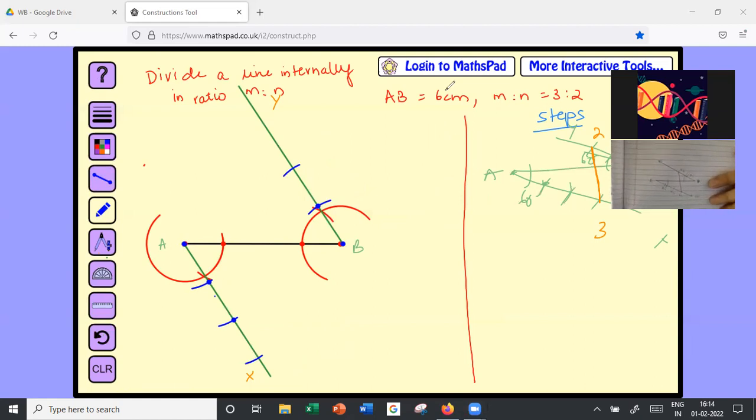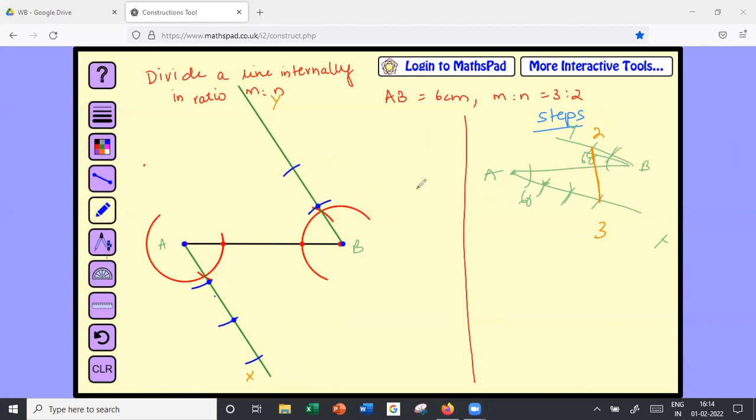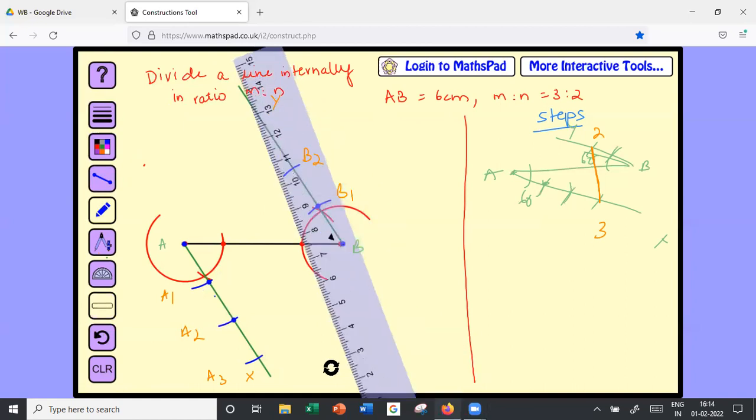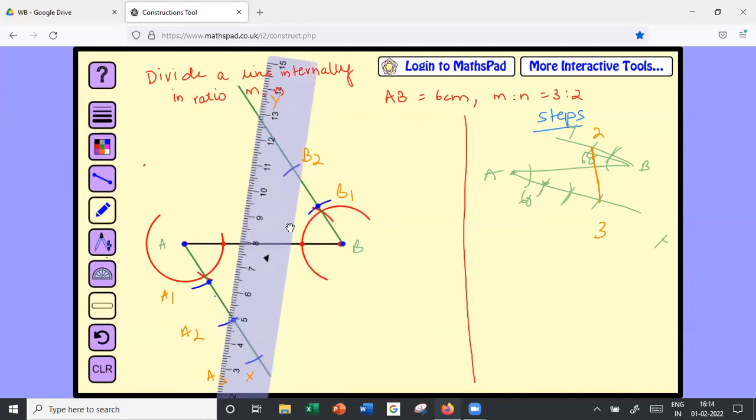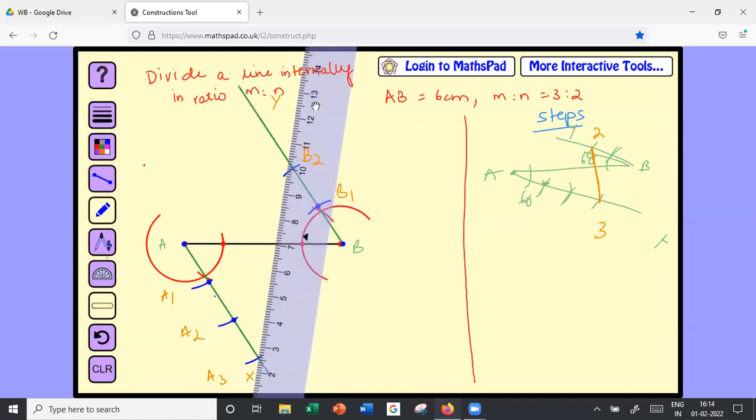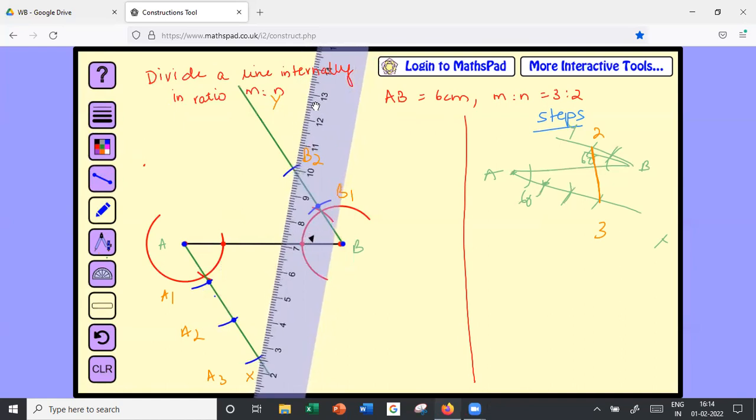Okay. Yeah, it looks correct. As far as I can see, yeah, it looks okay. Okay, labeling this, let us use those terms this time. A1, A2, A3. This is B1. This is B2, right? And all you need to do, you're done with this. You just need to join A3 to B2. That's it. And you're done. Finally, straight line.